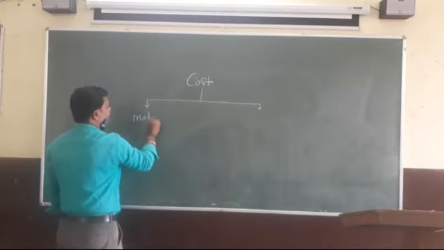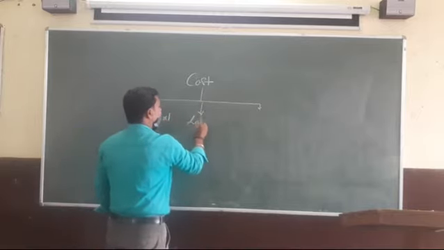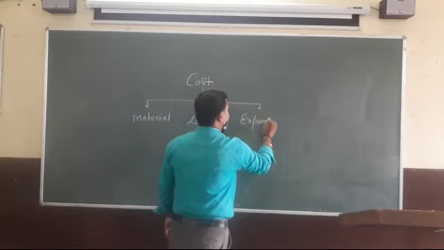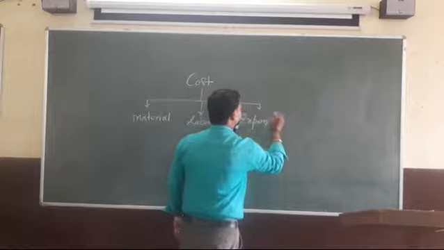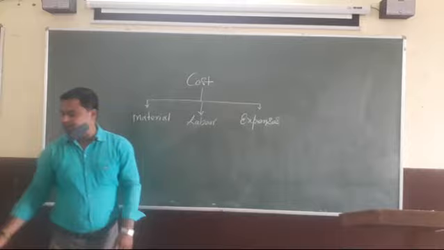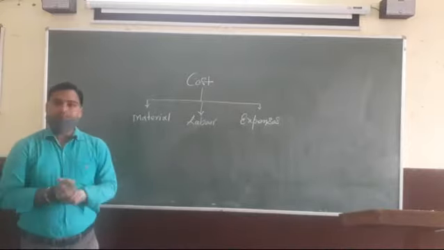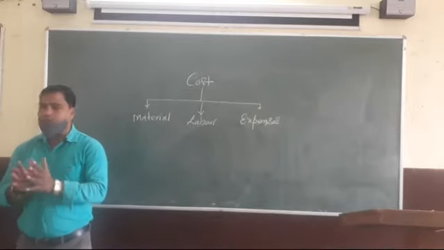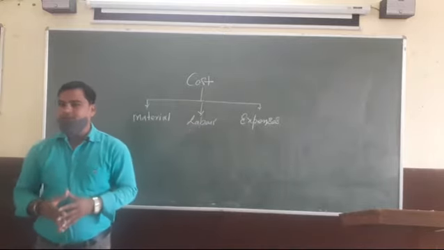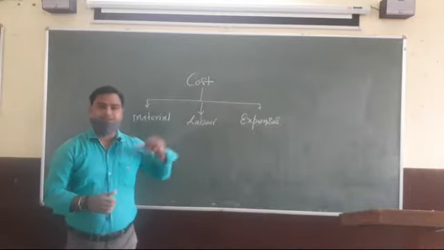Material, labor, and expenses. So cost includes three things: material, labor, and expenses. Material is the thing by which a product is made. Labor, the people who are involved in the production of the goods, production of the commodity. Expenses, the things which are included at the time of production, that is known as expenses.